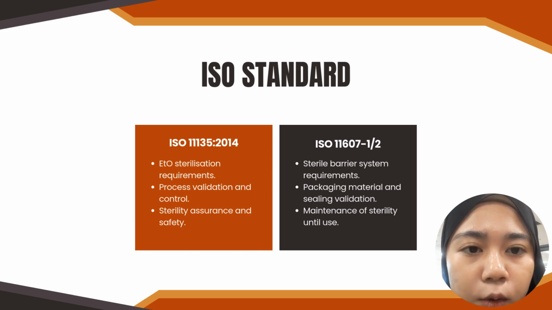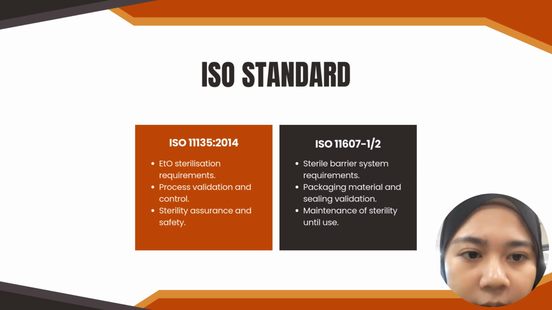So next is ISO 11607 Part 1 and 2. It focuses on the packaging for sterilized devices. So ISO 11607 focuses on packaging requirements for terminally sterilized medical devices. Part 1 specifies requirements for packaging materials and sterile barrier systems, while Part 2 focuses on validating forming, sealing, and assembly processes. At BBRAUN, compliance with these standards ensures that packaging maintains sterility and prevents contamination until the medical device is used.